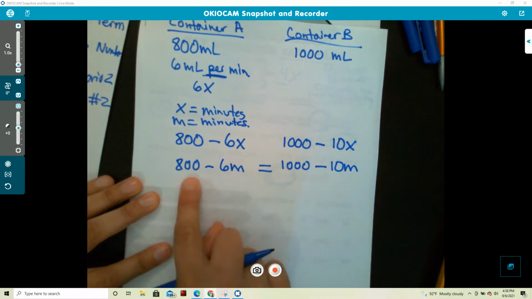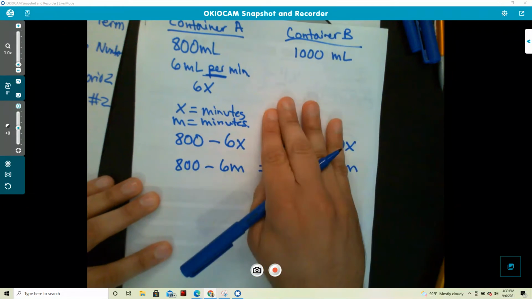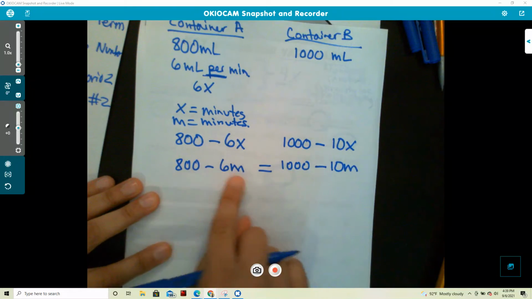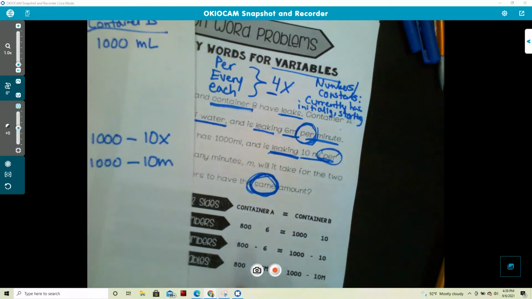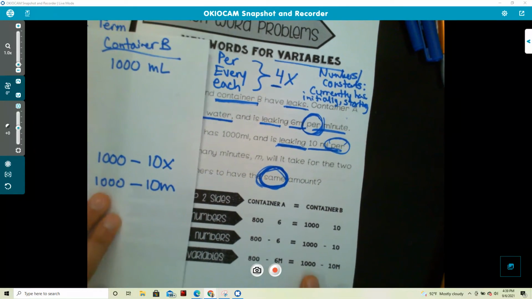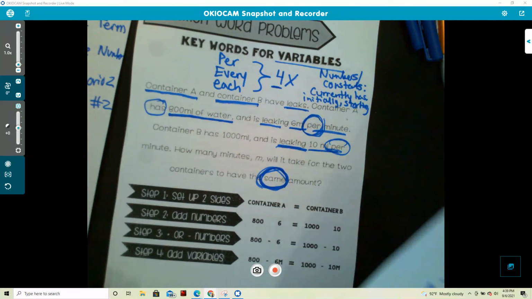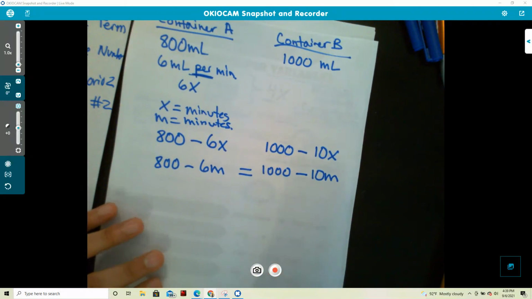Remember, it's okay if you switch your terms out of order, just as long as they're on the same side of the equation. So they can be out of order. So basically what you're going to do now, let's see if we did it down here. So 800 minus 6m is equal to 1,000 minus 10m. So that's how you'll set those up. Let's go ahead and solve for it.